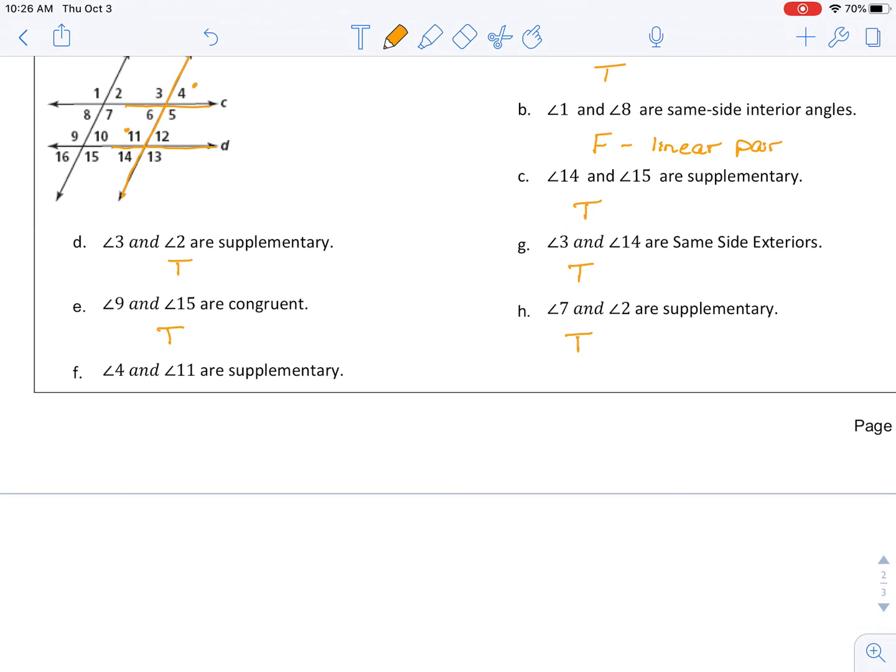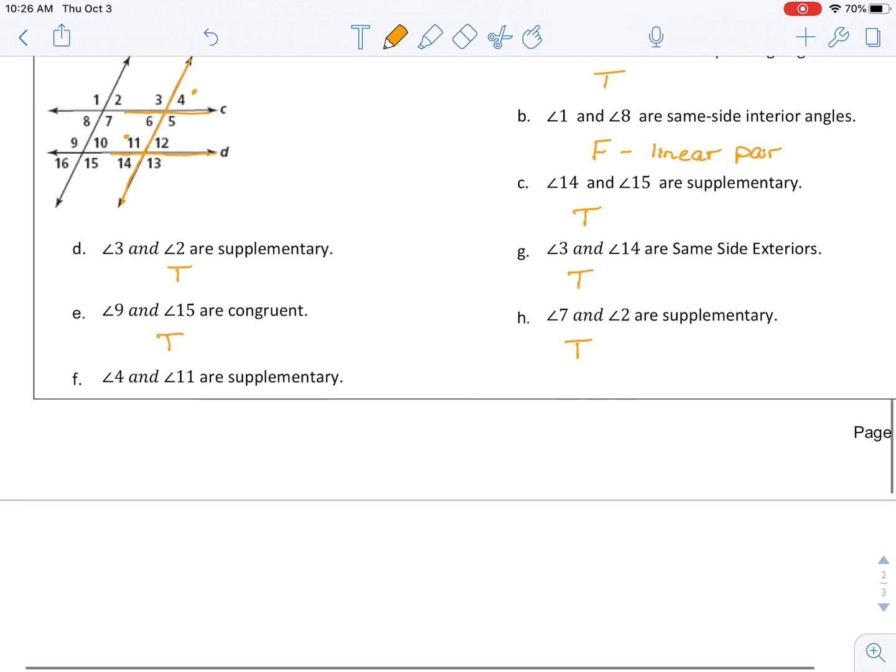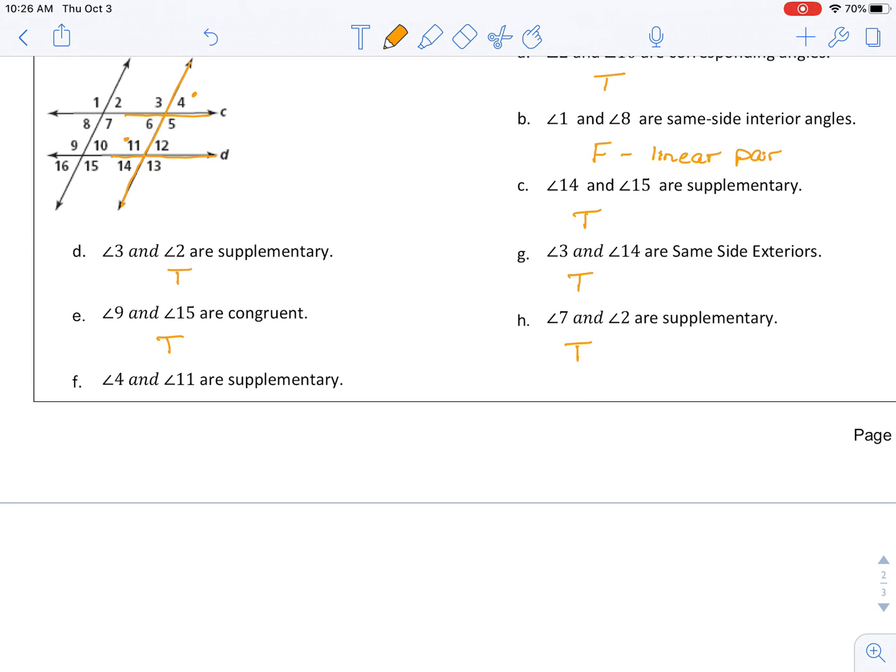So if I move, let's say I'm going to move 11. I'm going to find the angle that corresponds with 11. 3 corresponds with 11. So I could have written an 11 here. Well, now it's just adjacent to 4. Now you have a linear pair, so it's true that they are supplementary. There's no specific name for the original 4 and 11, but their relationship will still be that those angles are supplementary.